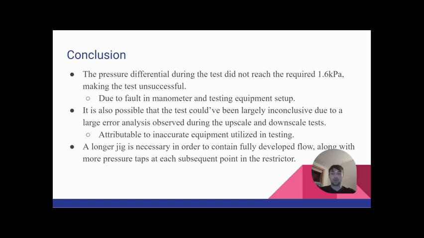Additionally, more pressure taps along the restrictor, especially around the radius of the restrictor itself, would be required just to get a better pressure scale across the restrictor itself, and then be able to average those numbers out at each point along the same circumference in the restrictor.